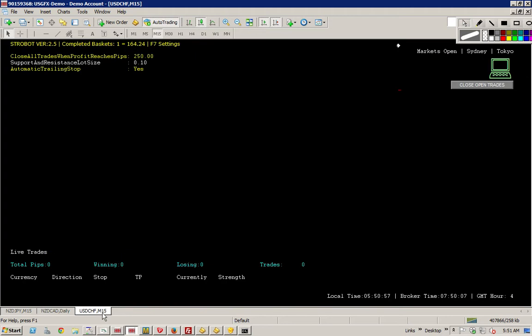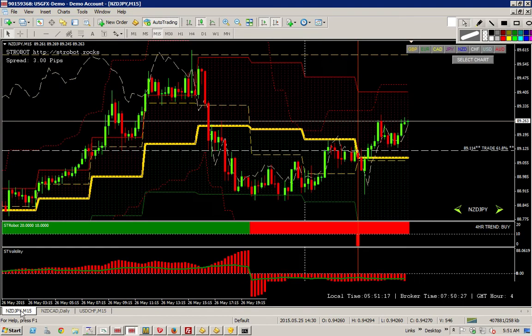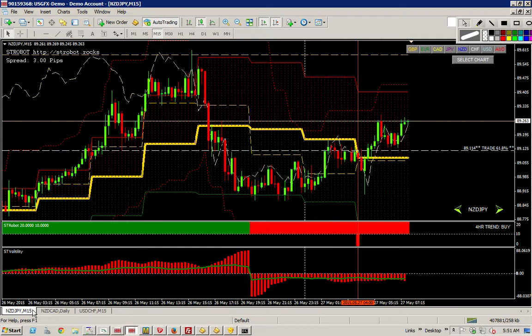Now if I then switch to this chart, this is your Strobot chart that actually runs it. You can see there whenever we reach 250 pips, Strobot will close all the trades and take the money and run. So that's quite useful.